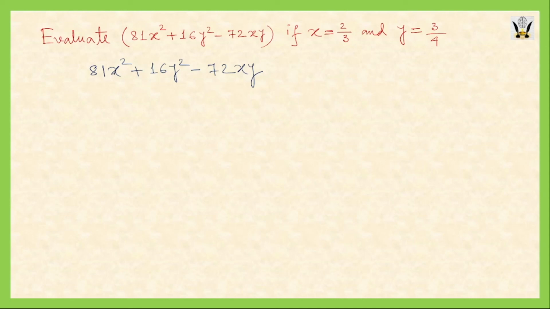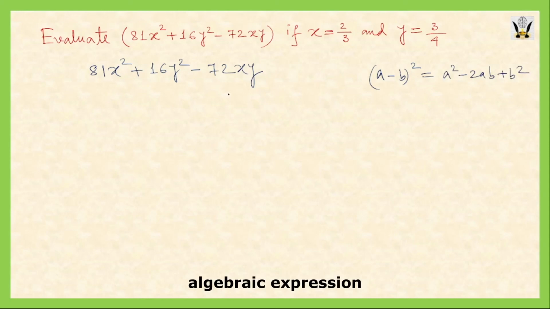So here the x square term is positive, the y square term is also positive, and the xy term is negative. So the identity that may strike us first is a minus b whole square, which we know is a square minus 2ab plus b square. Whether we can fit this algebraic expression to this identity or not, because the right hand side resembles this format. So let's try and see whether we can or not.